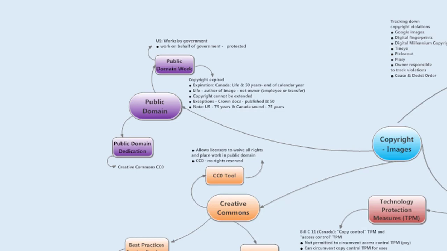Then there's also the public domain work. For work that's done by government in the US, that information is in the public domain and you can just use it. However, if that work was done on behalf of the government, so it was a private contractor or somebody else that did the work, that would be copyright protected. So you have to be careful who actually did the work.